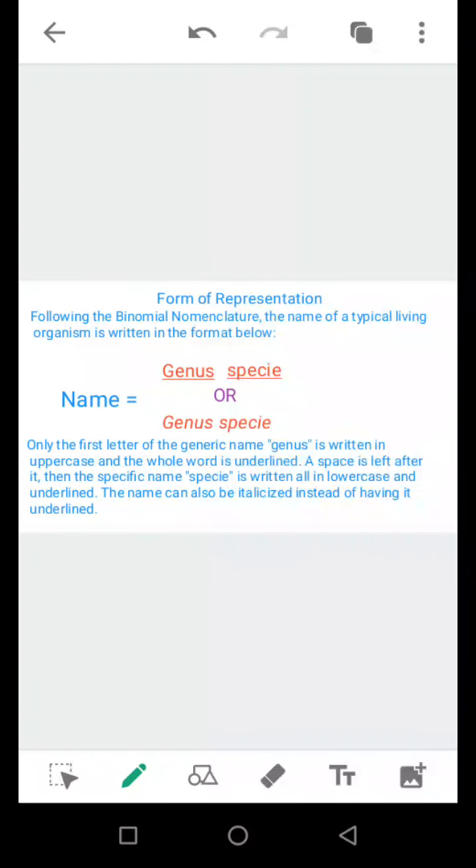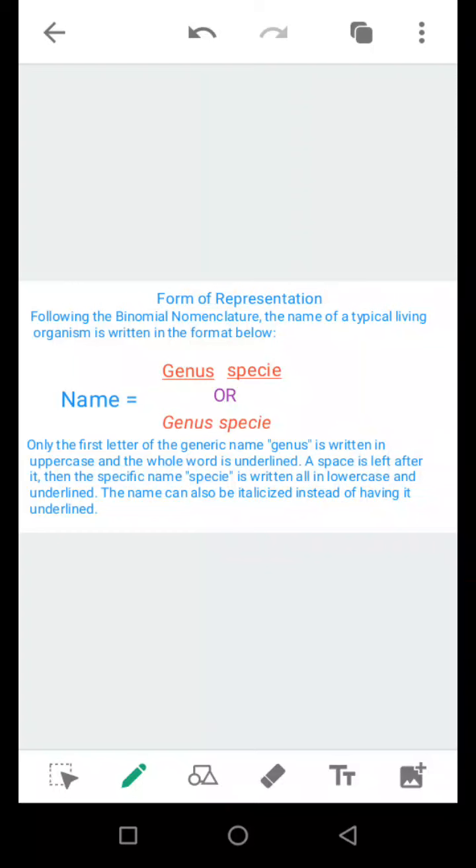This is titled Form of Representation. So how to represent the binomial nomenclature. We said it consists of two names, which are Latin names, the genus and the species. So it can be written in two ways. The first way, as seen on the board, is capitalizing the first letter of the genus, and the remaining letters is written in lowercase, leaving a space in between and writing the specific name, which is the species, all in lowercase. At the end, the genus and the species are underlined individually, not together.